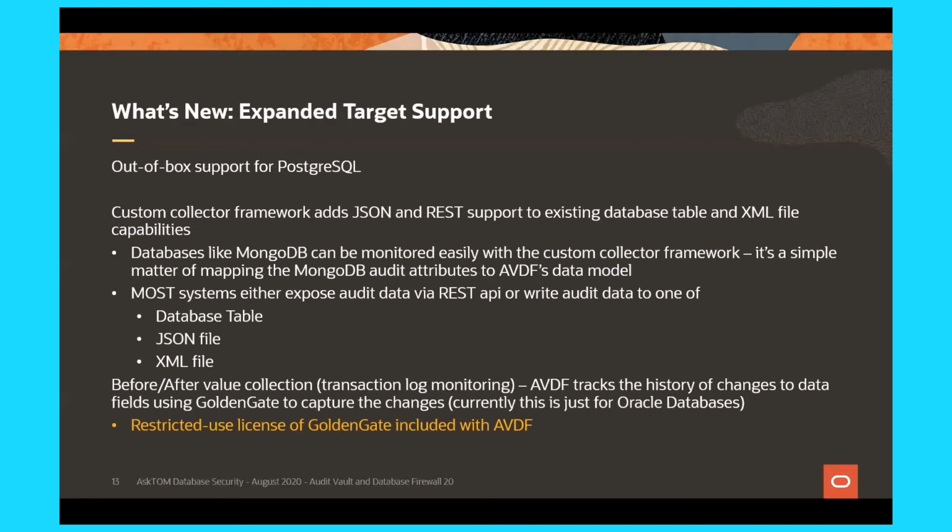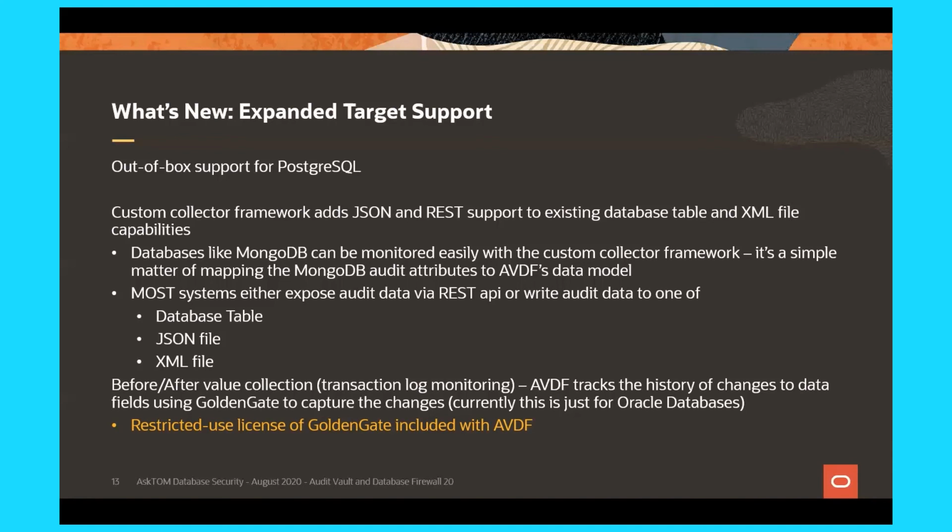Since 12.2 came out, we've constantly been working with our targets and adding new targets and removing old targets. But with Audit Vault and Database Firewall 20, we took the opportunity to add in support for Postgres. Postgres has been growing in popularity. A lot of people are using it. We had several customer requests for it. So that is now included with Audit Vault and Database Firewall, built-in support for Postgres.